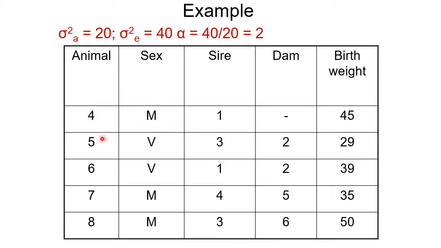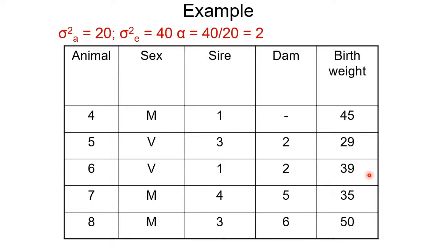So the actual weight of animal 4, a male calf, was 45 kilos at birth. The actual weight of animal 5 was 29, animal 6 was 39, animal 7 was 35, and animal 8 was 50. So we have our so-called right-hand sides here, where we have the animal equations.